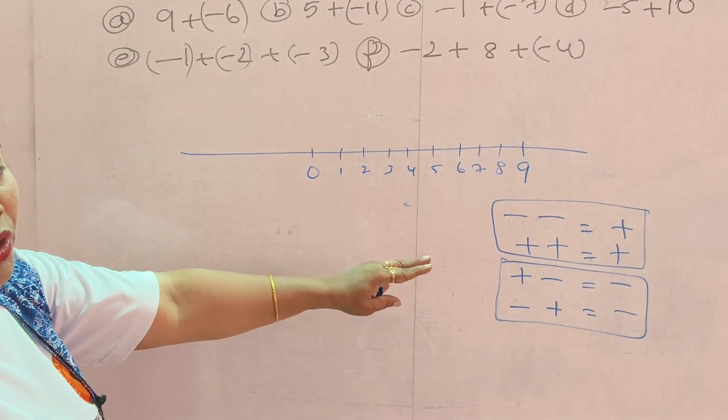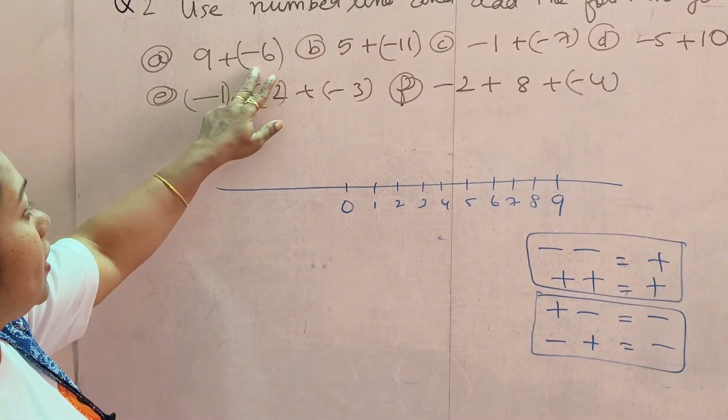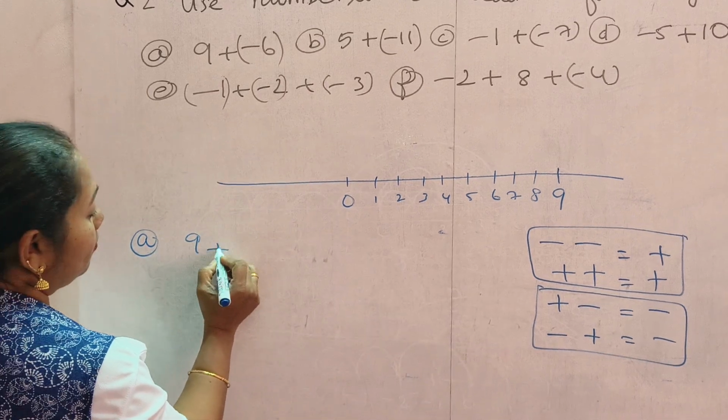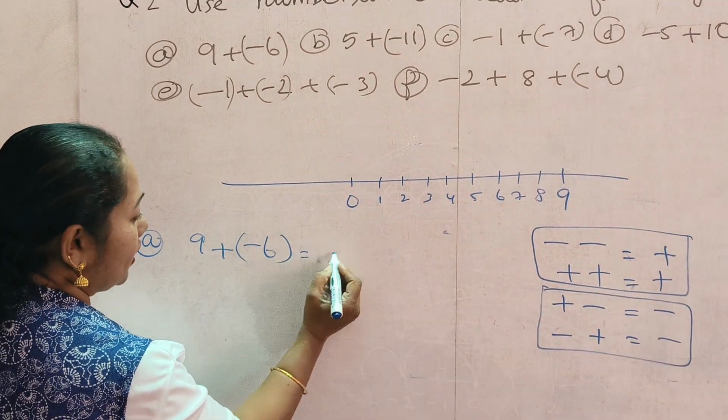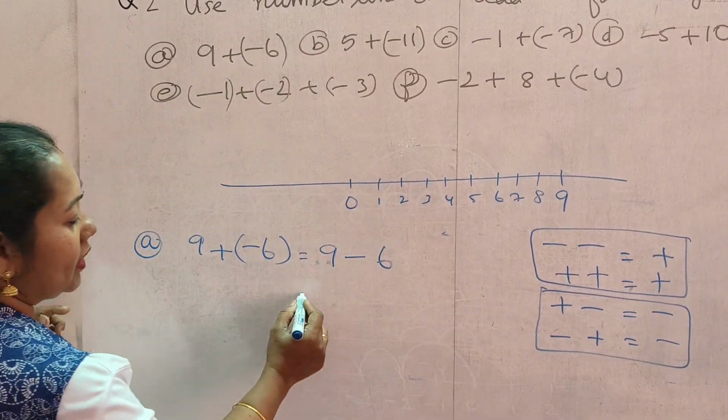This concept you should learn always. That should be kept in mind always. So here, plus minus minus. So A part is 9 plus minus 6. That is 9 plus minus minus. That is 9 minus 6.